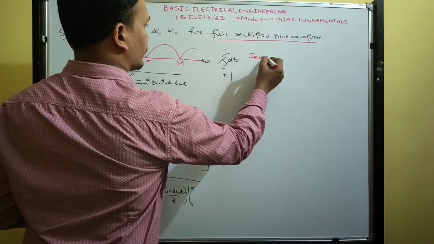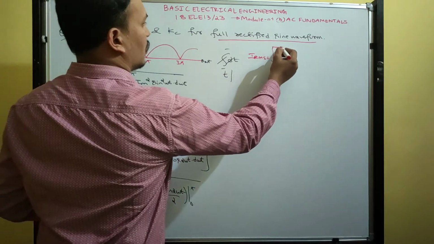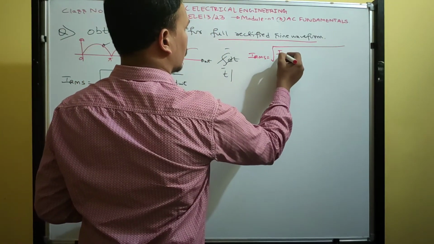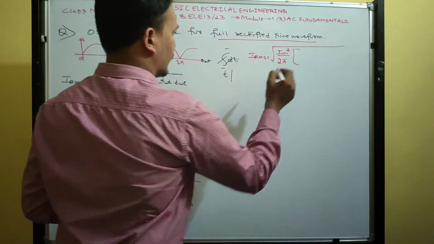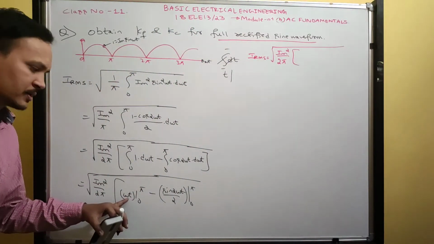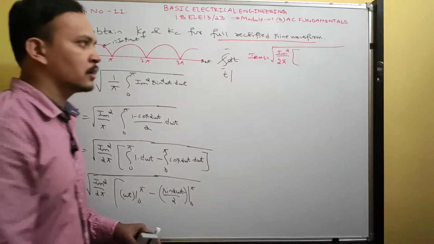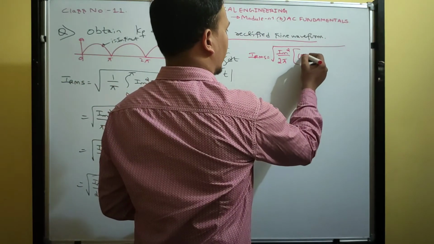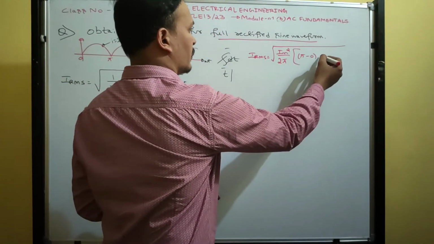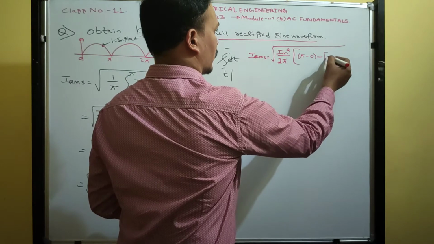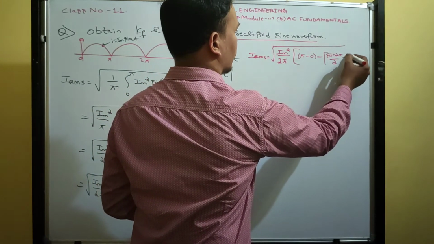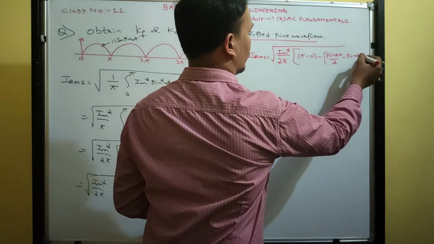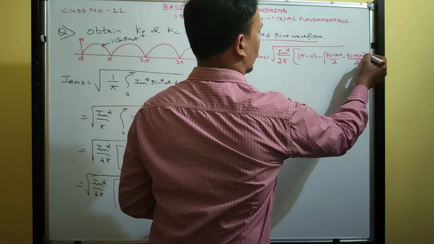So now I RMS is equal to the whole square root of Im square by 2 pi. Now split the limits. Replace omega t by upper minus lower. Pi minus 0, upper limit minus lower limit. Then minus, sin 2 pi by 2 minus sin 2 into 0 by 2.